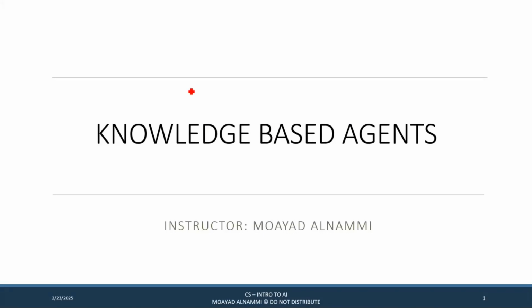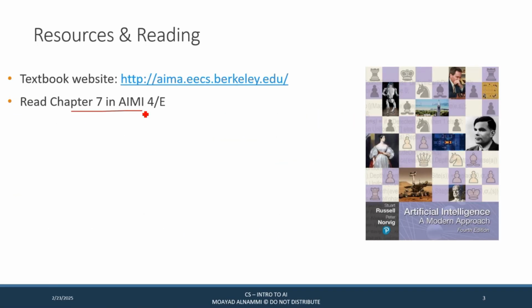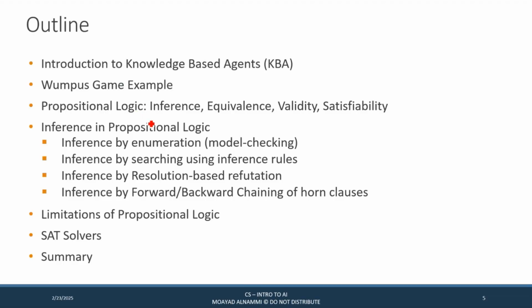Bismillah ar-Rahman ar-Rahim. So the topic is knowledge-based agents. This is chapter 7 in the book. This is an outline, so let us begin.